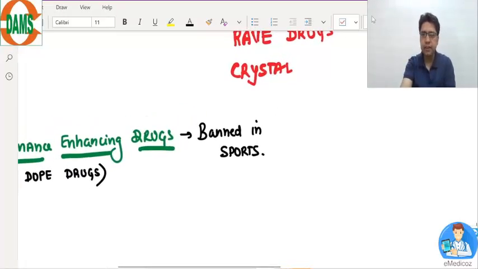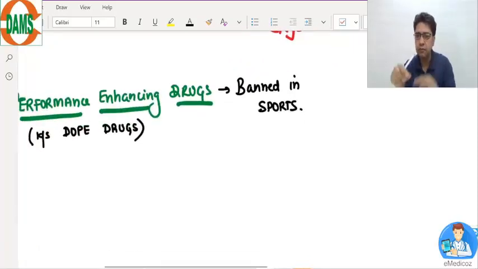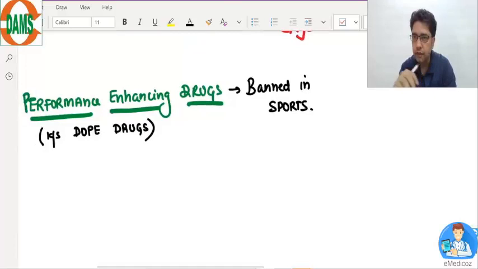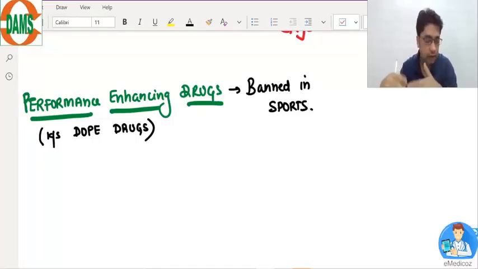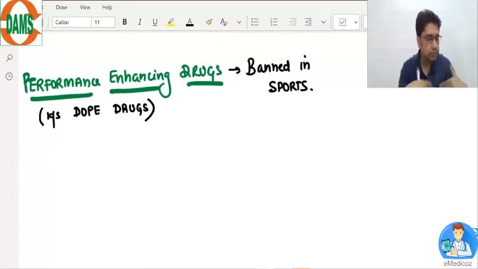Now, can you tell me why they are performance enhancing drugs? Suppose you are playing chess, or suppose you are doing shooting. Don't you think your concentration span is very good, more enhanced as compared to a normal person? Don't you think now you can easily beat a person? So that is why this drug is giving undue advantage in sports.